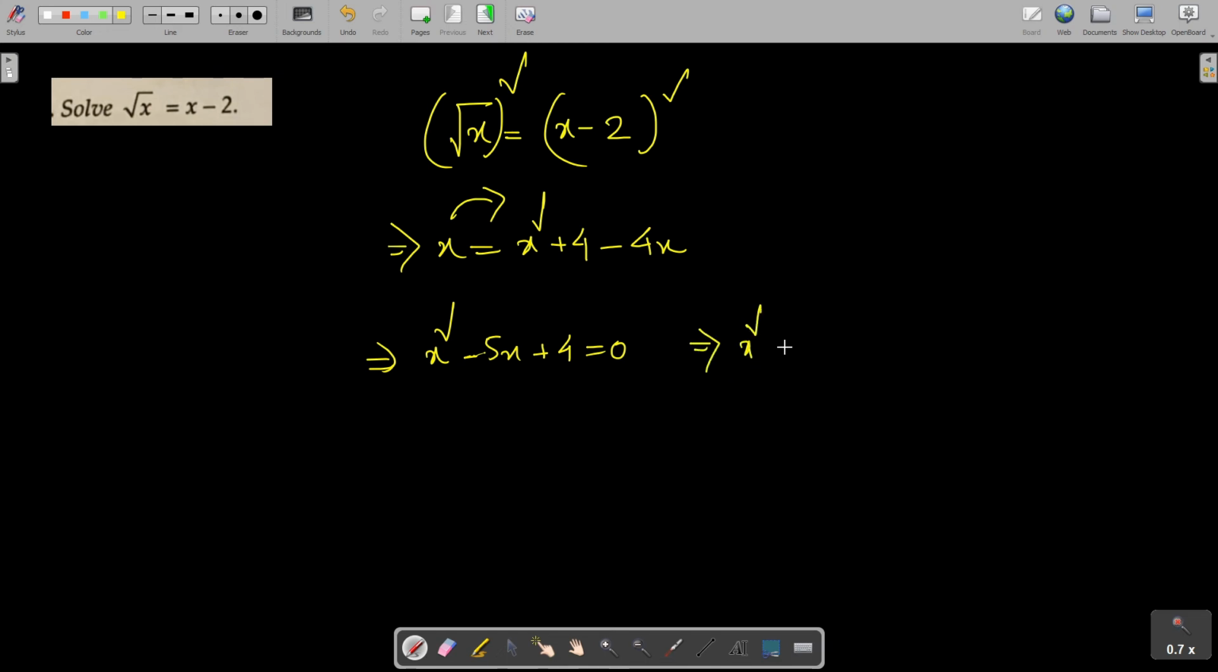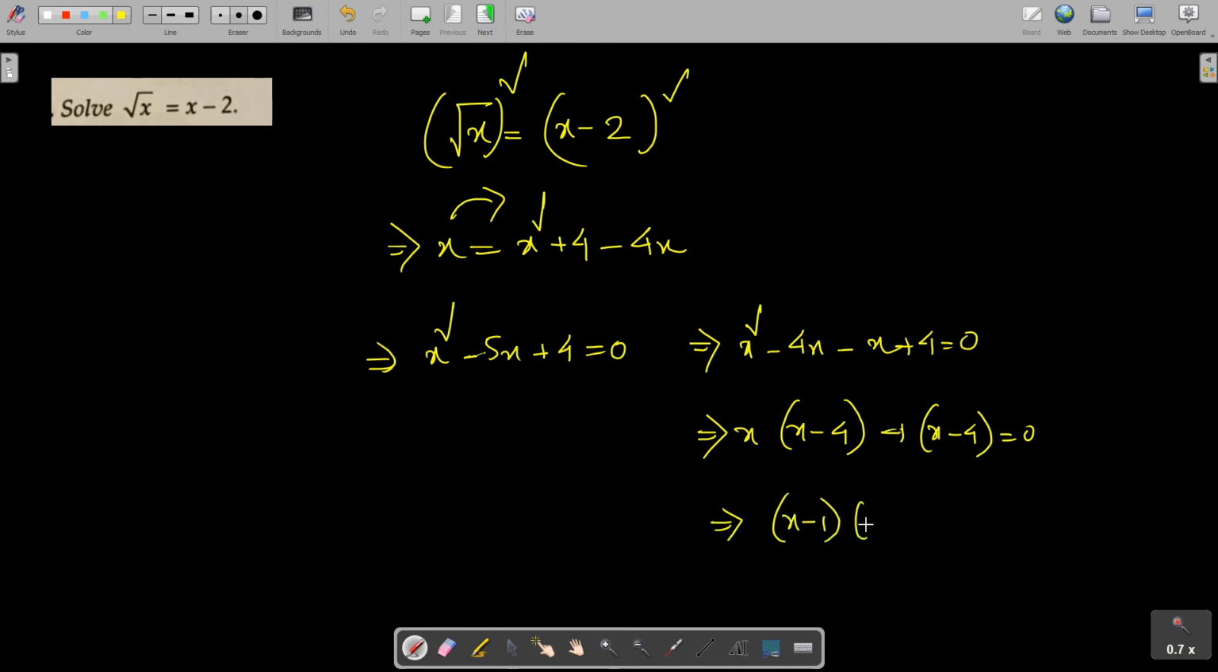Now we can simply split the middle term. It will be what? x squared minus 4x minus x plus 4 equals 0. So x into x minus 4, minus 1 taken common, x minus 4 equals 0. So we will get x minus 1 into x minus 4 equals 0. So what are the two values of x we are getting? 1 and 4.